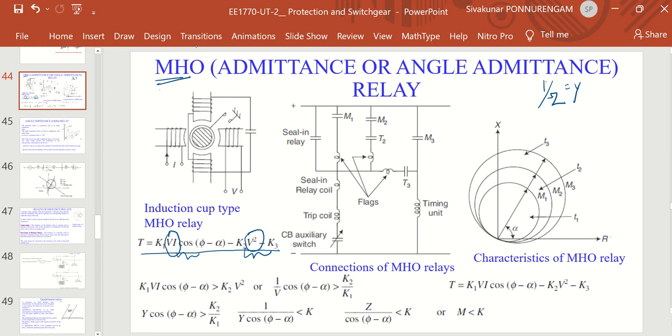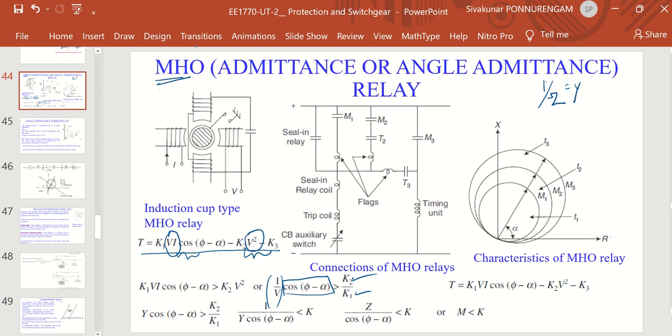To simplify this equation, the operating minus restraining terms are equated, and we obtain the constants K2 and K1. Here we obtain I by V, based on the trip value, which is a function of cos of phi minus alpha.